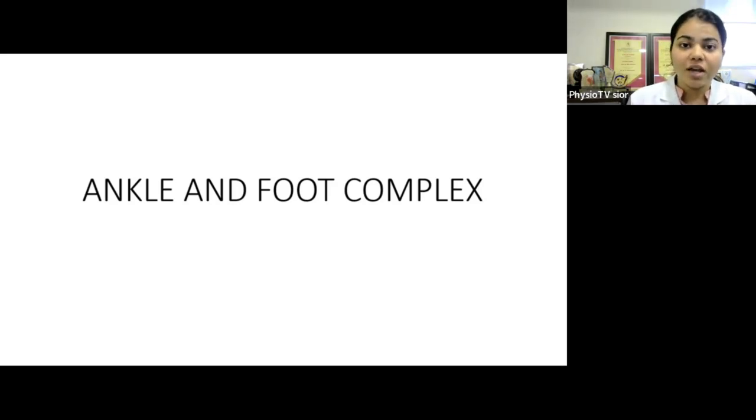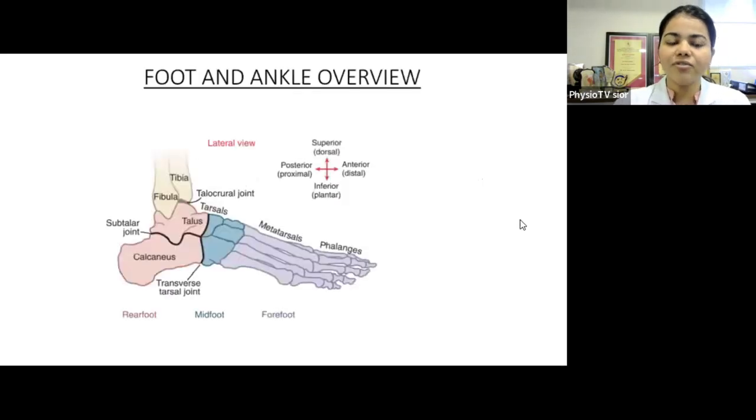And I'm going to talk today about probably one of the most skipped pages of Cynthia Notkins, which is the ankle and foot complex. So hopefully it's not going to be that complicated after this session. So let's start first with the overview of the foot and ankle. Since we have our undergrads also seeing this, we'll quickly brush through the anatomy and then move on to the biomechanics.